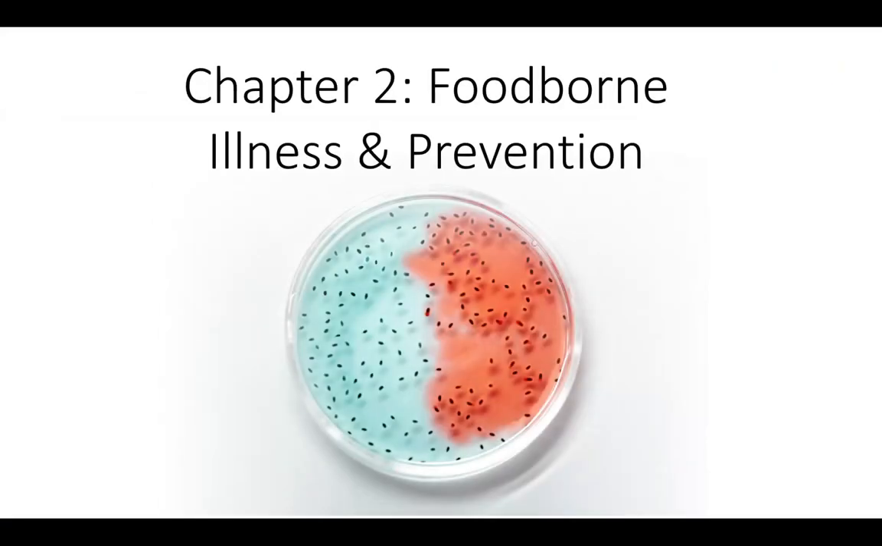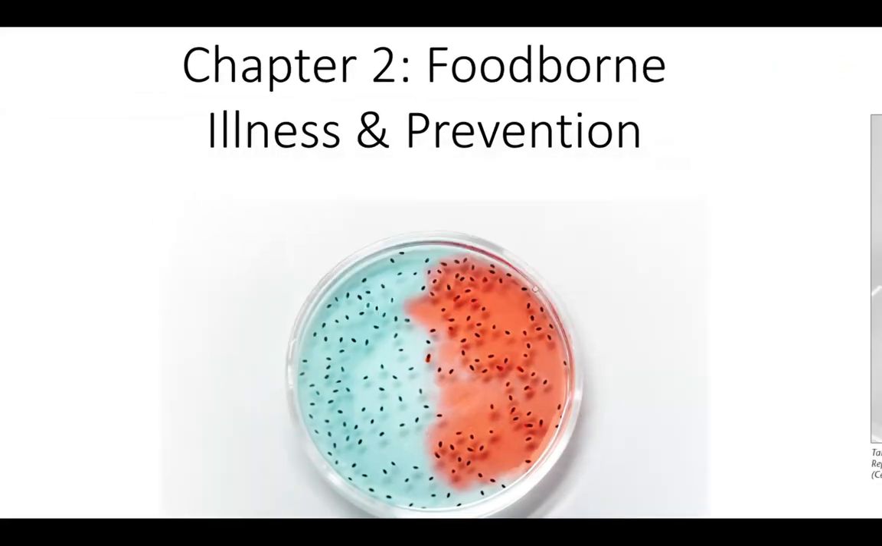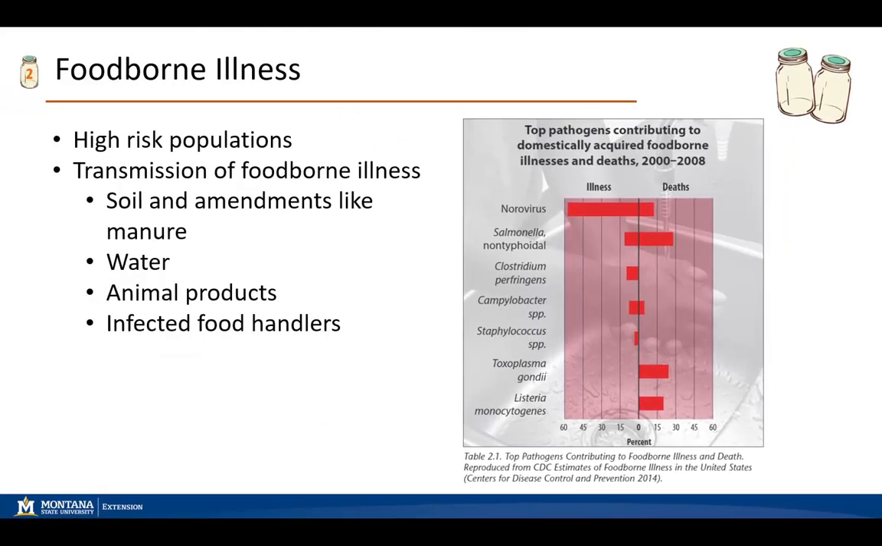So we've talked some about pathogens in that first chapter. Chapter 2, we will dive deeper into foodborne illnesses and prevention. Foodborne illnesses can come from a variety of different sources. However, they are primarily biological. There are approximately 48 million cases of microbe-related foodborne illnesses each year, meaning you have a 1 in 6 chance of suffering from a foodborne illness.